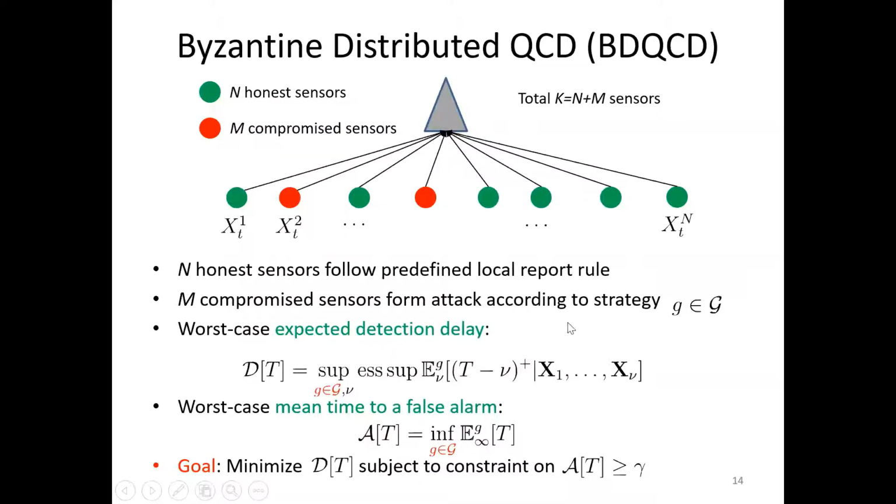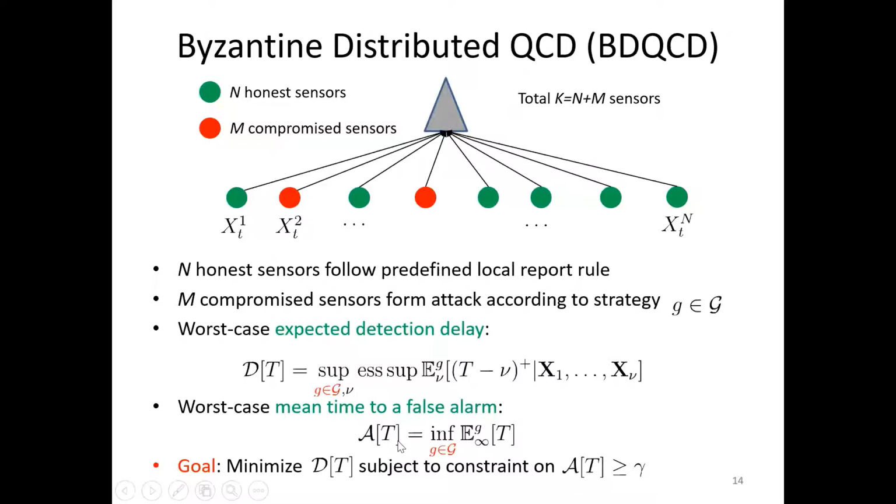Any question? Okay. All right. So these compromised sensors can do whatever they want. I just call their strategy G here. That means they can corroborate or coordinate. And again, we can define two metrics here, delay and the mean time to a false alarm.